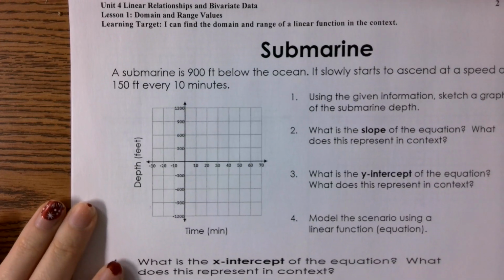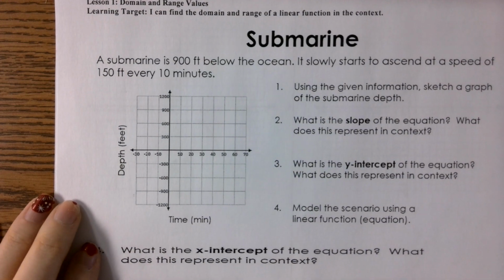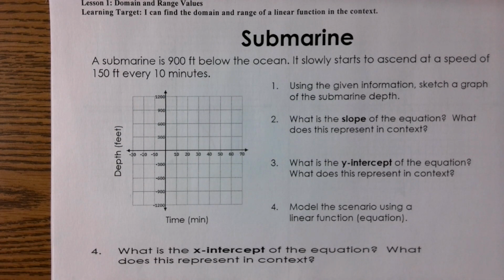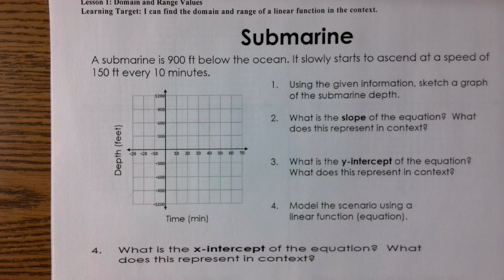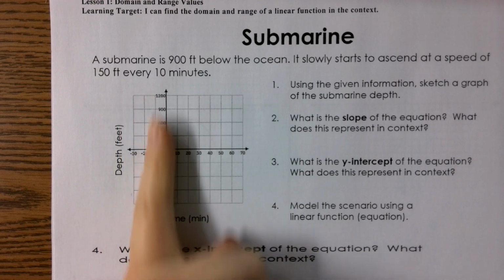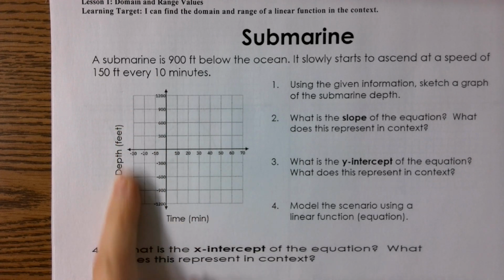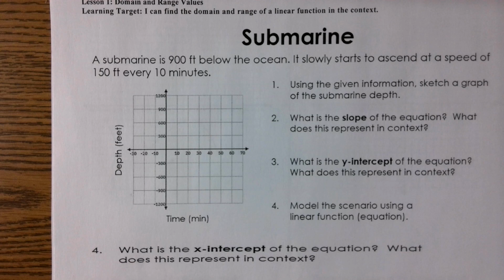So we have a submarine. Submarine is 900 feet below the ocean. It slowly starts to ascend at a speed of 150 feet every 10 minutes. Every 10 minutes. So we've got the depth in feet and we've got the time in minutes. So can we ever go into the negative range for the minutes? No, we can't. So we cannot graph anything over in these quadrants at all. Quadrant 2 and quadrant 3 are going to stay empty.